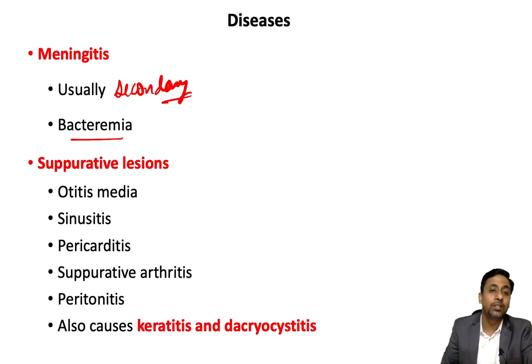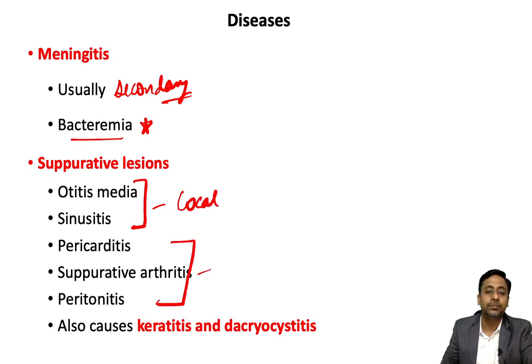Bacteremia is also present in case of meningitis and certain other suppurative lesions. These are otitis media and sinusitis due to local spread, and pericarditis, suppurative arthritis and peritonitis due to spread through the blood stream. And it is also known to cause ocular infections such as keratitis, dacryocystitis, conjunctivitis, endophthalmitis, which may also be seen in infection caused by pneumococcus.